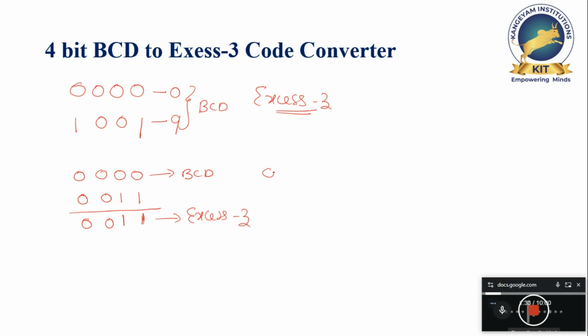So input is 0 0 0 0. Okay, this is my input, which is BCD. My output should be represented using excess 3. So for 0 0 0 0, excess 3 is 0 0 1 1. This is excess 3. Understood? Simple. So XS3 code is nothing but input value plus 3. Every time you have to add 3 to the input value. Okay, so that is one kind of code. This is the logic behind BCD to XS3.